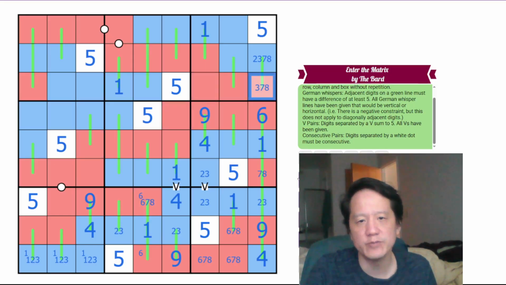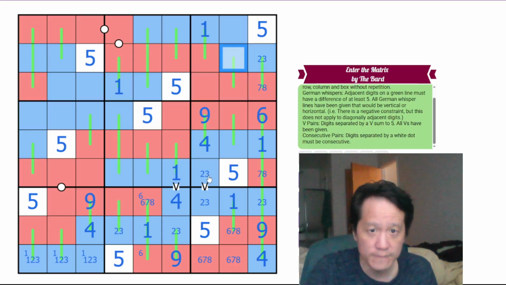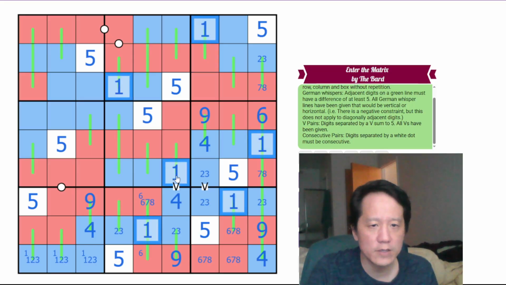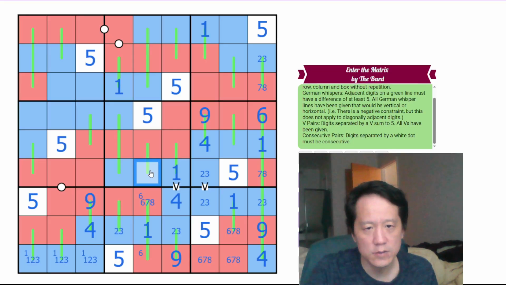Okay, so this cannot be 2 and 3. This is 7 or 8. This can't be 7 or 8. This is 2 and 3. Four cannot be here. Actually, 4 has to be one of these 2 digits. Okay, that's fine. This can't be 4.